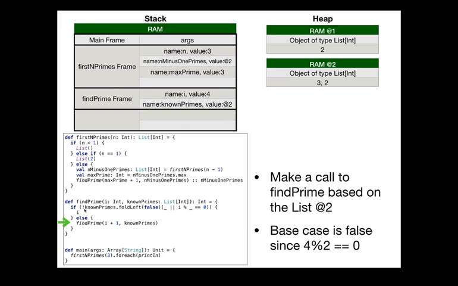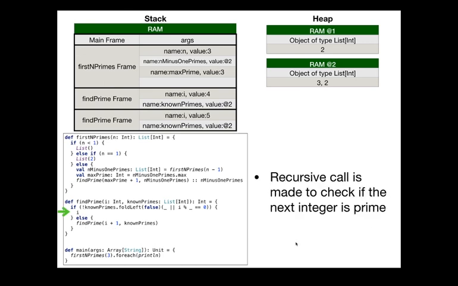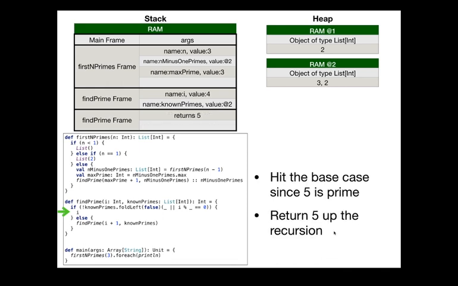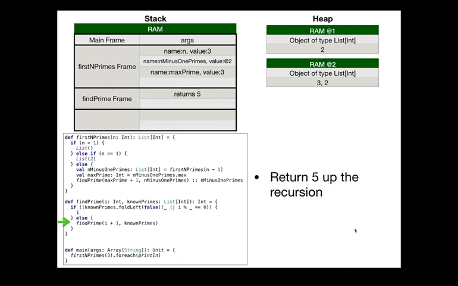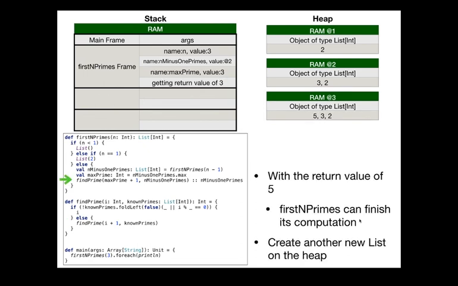Not true is going to be false, so we're going to go to else. We're going to check the next prime. We're going to check 5. 5 is not divisible by 2, it's not divisible by 3. So we successfully found our next prime. We're going to return it to that previous recursive call of find prime, which is going to return it back up to first n primes of 3.